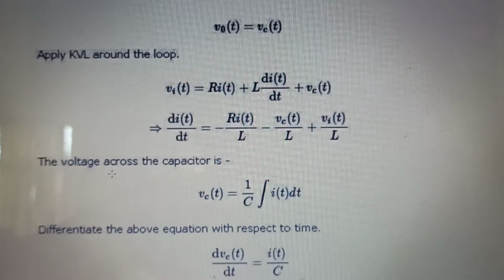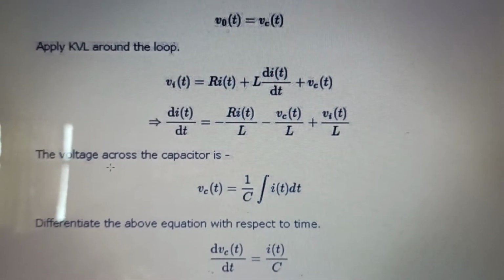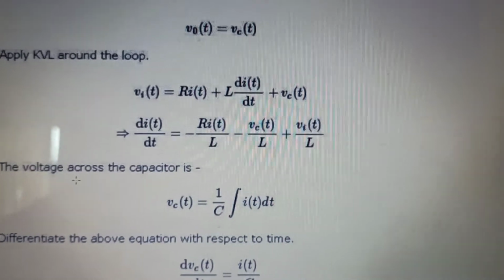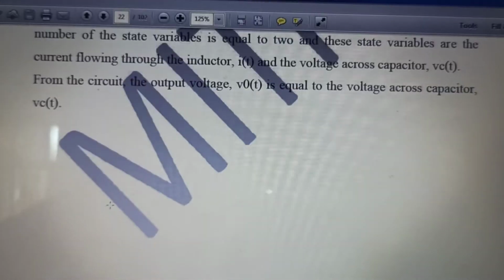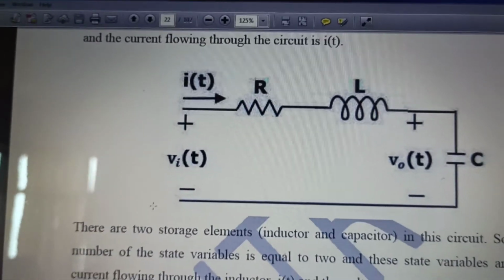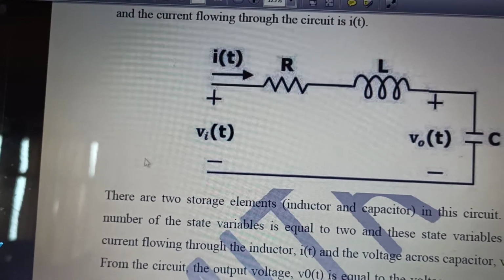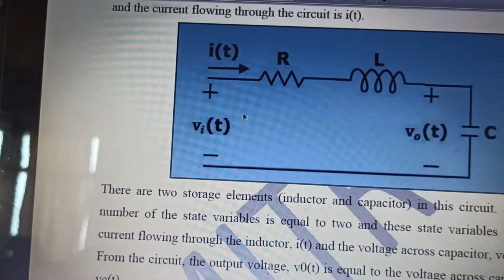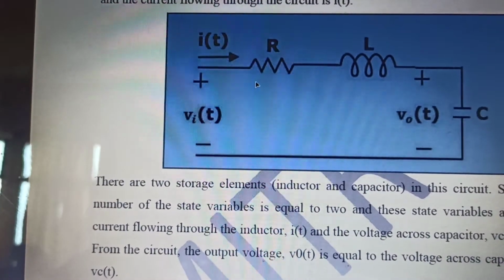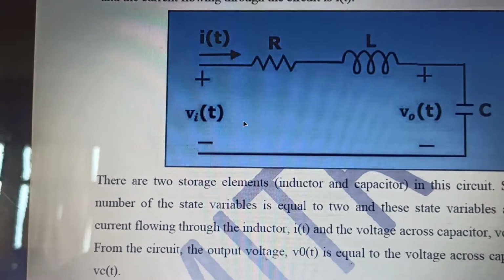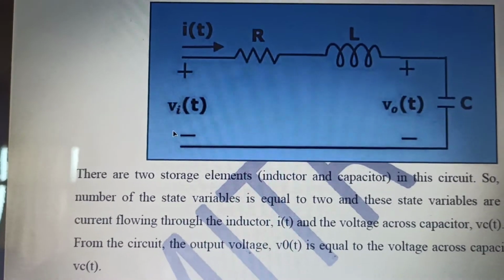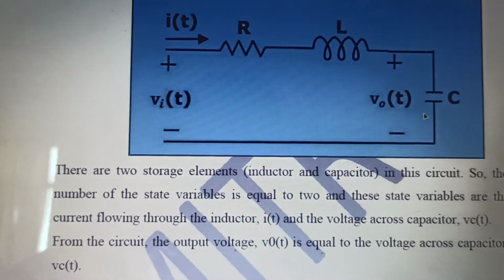That is, the output voltage will be given the name V_C(t), and then I will apply KVL, Kirchhoff's voltage law, around the loop. So Kirchhoff's voltage law will give us: V_i(t) minus iR minus L di/dt minus C dV/dt minus V_0 equals 0, and i(t) can be written as C dV/dt.